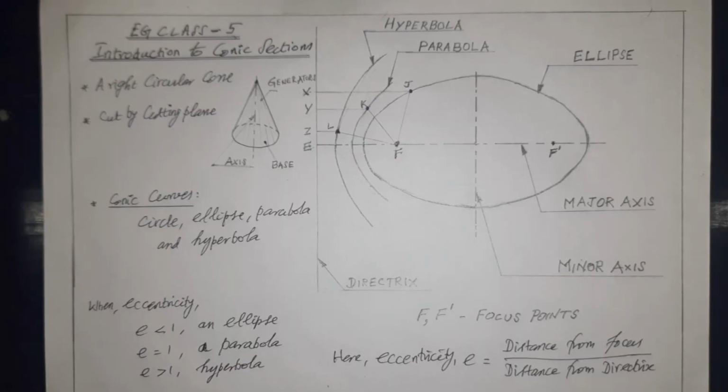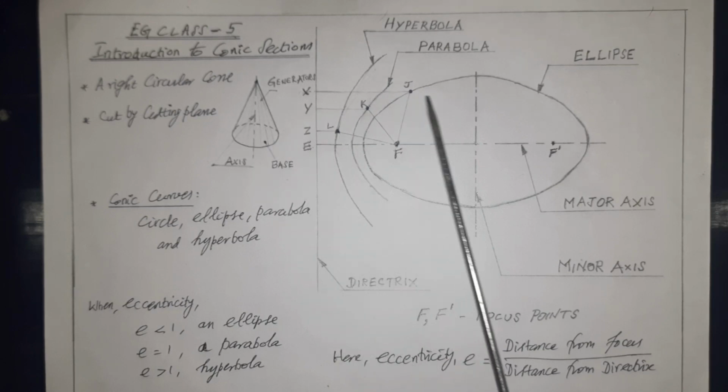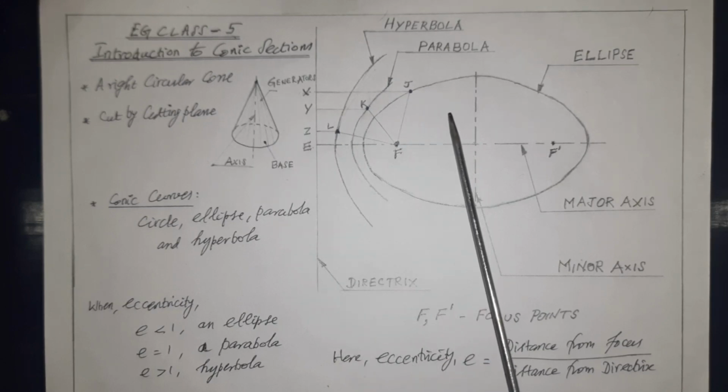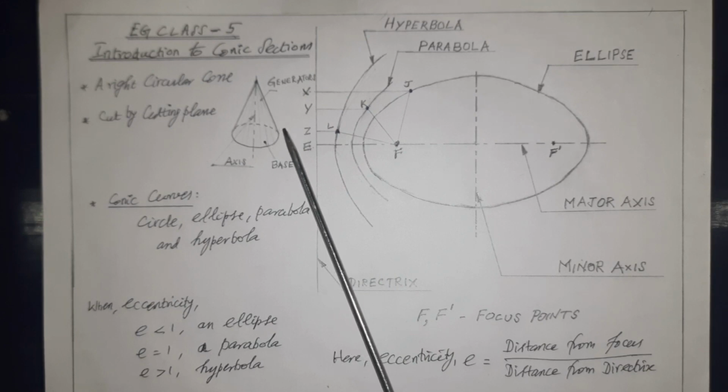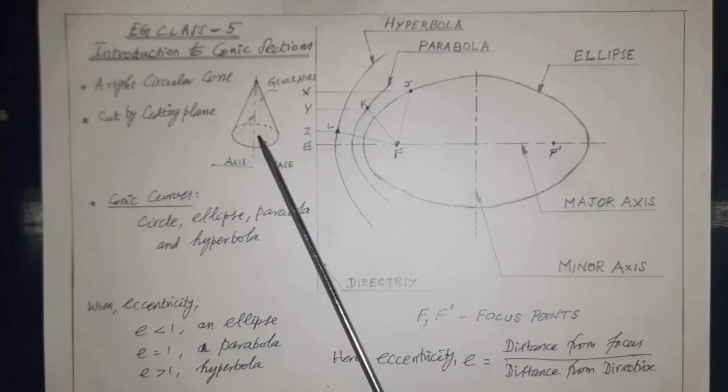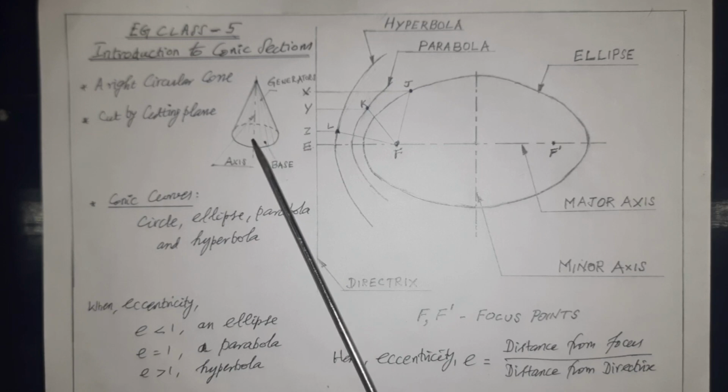In this video class, we see about conic sections. Look at the drawing sheet. Here, the brief details about conic sections are given. A simple right circular cone is considered as shown with the base. This bottom plane is called the base.